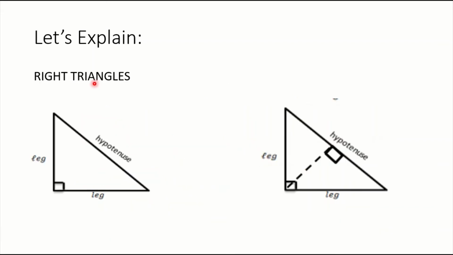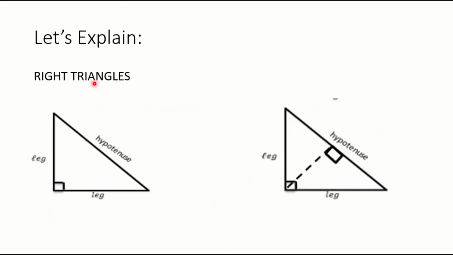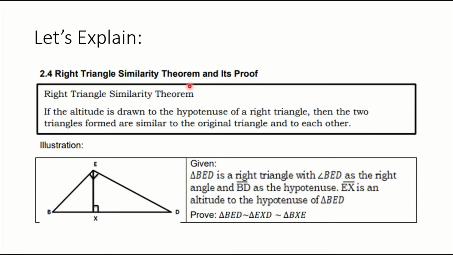Next is right triangles. So, sa right triangles, meron tayong tinatawag na hypotenuse, wherein hypotenuse is the longest side, the side opposite the right angle. Here, the right angle, yung opposite niya is the hypotenuse. Ayan. And they are having two legs. So, right triangle similarity theorem: if the altitude is drawn to the hypotenuse of a right triangle, then the two triangles formed are similar to the original triangle and to each other. So, this is the illustration.